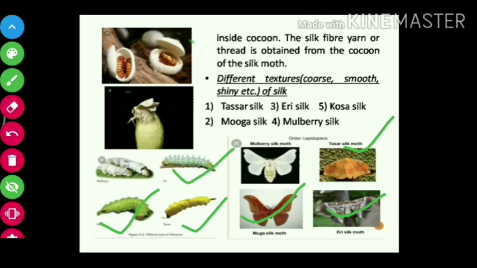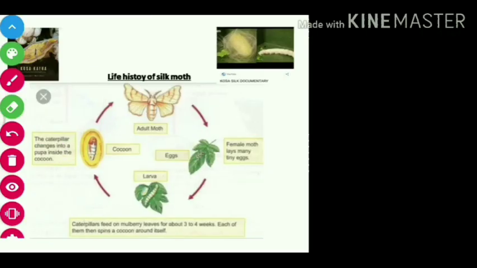Next, number 4, mulberry silk. Mulberry silk is this one, white color mulberry silk, and this one is mulberry silk worm. And this mulberry silk is most common in India, and we used to get fine silk cloth from this mulberry silkworm, because look, it is white in color and very beautiful, means very fine, smooth and lustrous, so that we can dye it in different colors and we can get beautiful clothes.